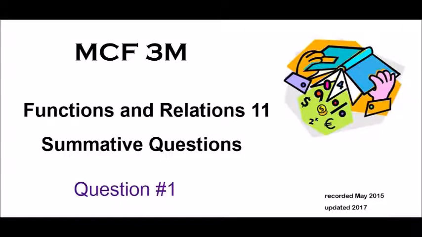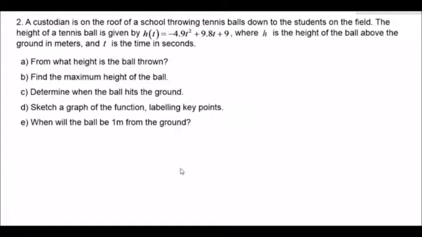This video is for grade 11 students who are working on the year-end summative. It's question number 1. A custodian is on the roof of a school throwing tennis balls down to the students on the field. The height of the tennis ball is given by this equation. So it's a quadratic equation, I can clearly see that, where h is the height of the ball above the ground in meters and t is time in seconds.